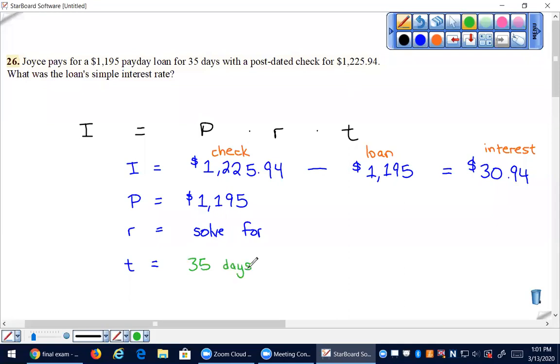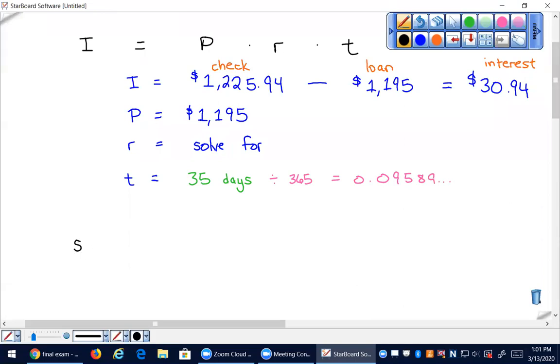I put it all in our calculator, so we go. Right? So we're going to divide by 365. So what I wind up with is my 30.94, that goes in the interest spot, equals my principal times my rate times my time.